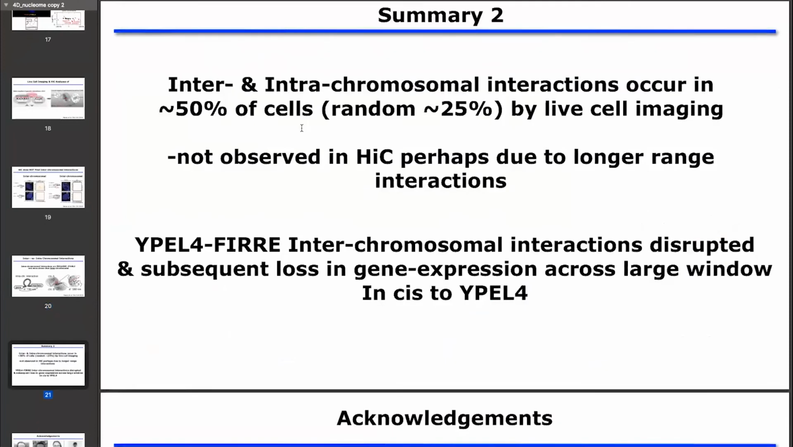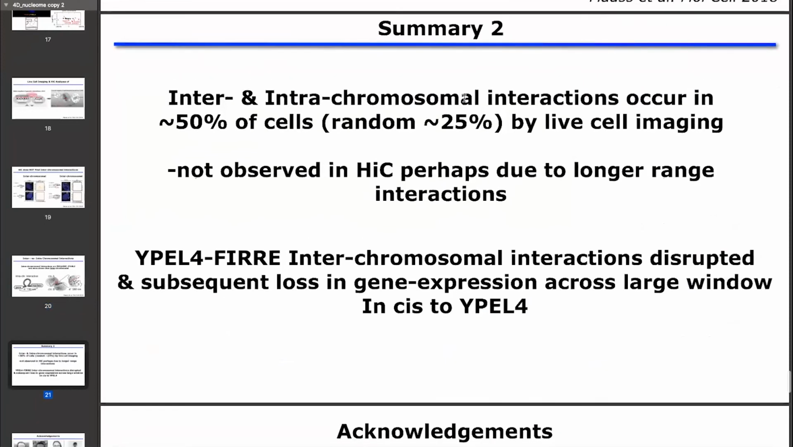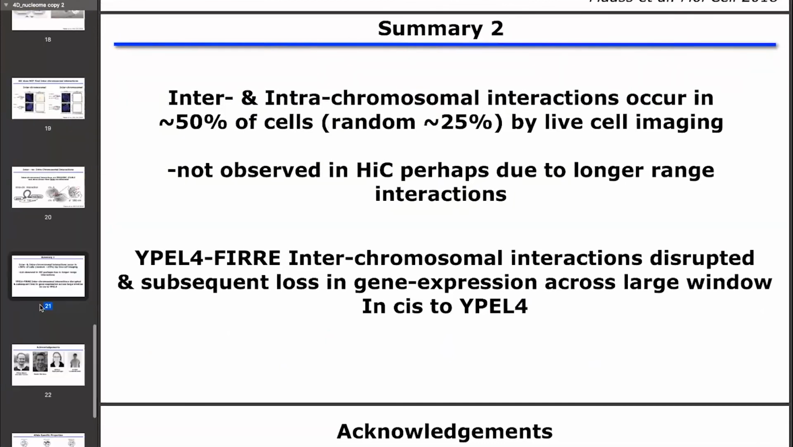So in summary, intra and interchromosomal interactions are occurring in about 50% of cells. We see random interactions of chromosomes in about 25% of cells. Either way, these are not observed in HiC. And the YPL4 fire interaction does appear to be disrupted by a fire knockout, but whether that is actually due to these interchromosomal interactions or some other mechanism, we don't yet know. But these are the people who will certainly be figuring this out.